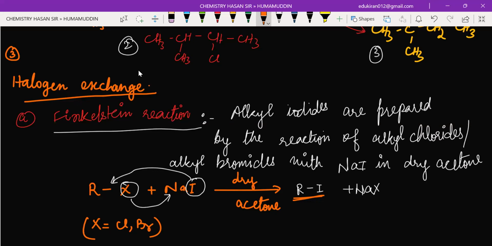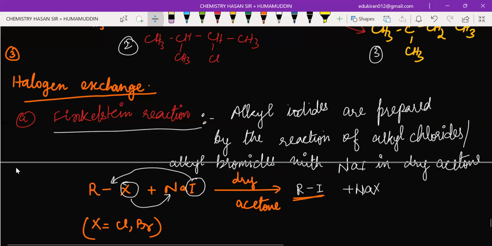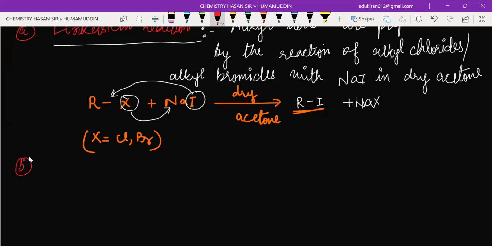Okay. The next part of this, which is also a named reaction, is the Swarts reaction. Please do write this with me. Swarts reaction. What is this Swarts reaction? This is especially for alkyl chloride.